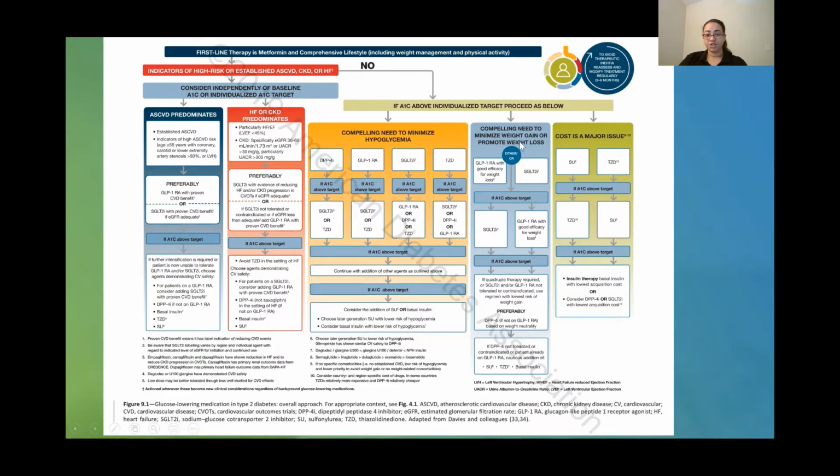And then if the patient needs to lose weight or to minimize weight gain, then SGLT2s could be used, or GLP-1 receptor antagonists could be used. GLP-1 receptor antagonists have shown good efficacy for weight loss. And then, say if the patient is not covered under a good health plan, or if they are self-pay, we could use sulfonylureas or thiazolidinediones because they are a cheaper option.